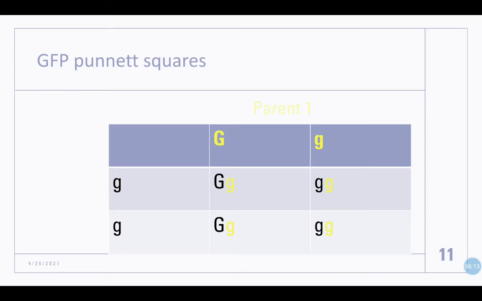So here's the Punnett square, parent 1 being heterozygous and having GFP, and parent 2 not producing GFP and being homozygous recessive. So as you can see on the left side of the table, there's a 50% chance it's gonna be heterozygous, and there's a 50% chance it's gonna be homozygous recessive.